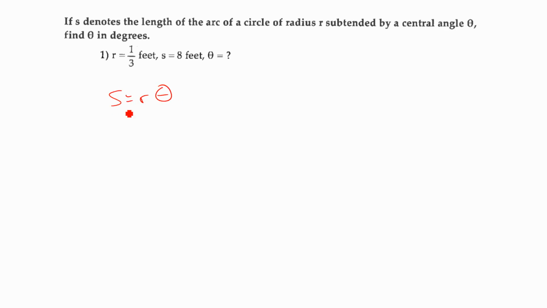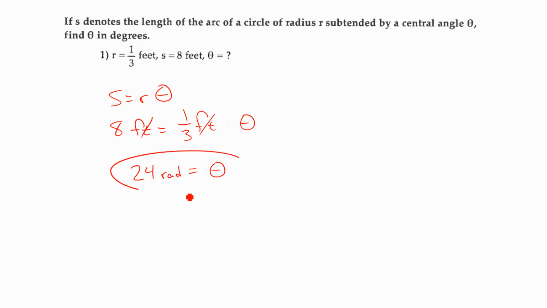So let's just plug this in. 8 equals 1/3 of a foot times theta. So we'll times both sides by 3, and we'll get 24. The feet cancel out, but when we introduce theta, theta is always going to be in radians. Okay, that equals 24 radians.